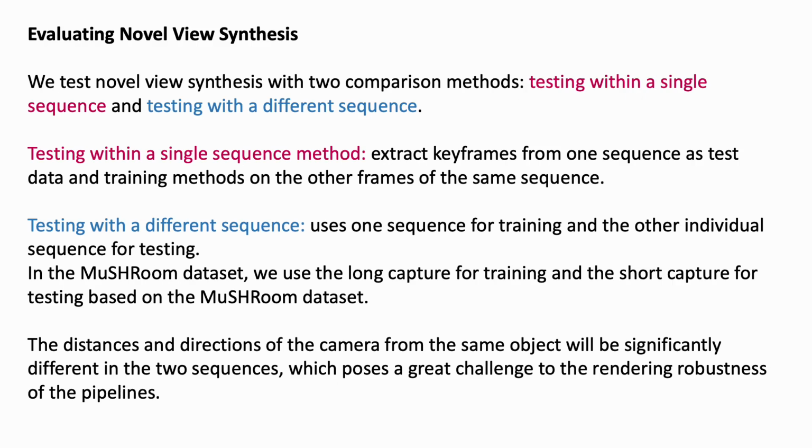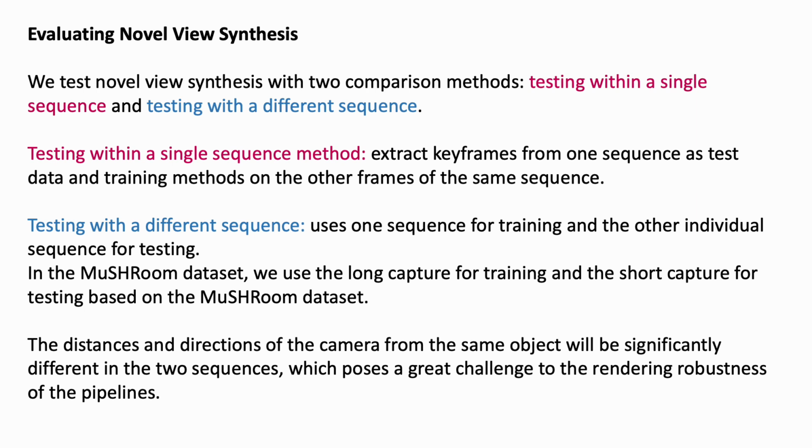We test novel view synthesis with 2 comparison methods: testing within a single sequence and testing with a different sequence. When testing within a single sequence, we extract keyframes from one sequence as test data and train methods on the other frames of the same sequence. However, the uniform sampling method usually is not practical in VR/AR applications that require random trajectories. Thus, we propose a new evaluation protocol, testing with a different sequence, which uses one sequence for training and the other individual sequence for testing.